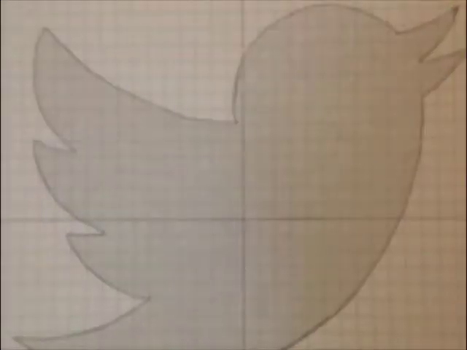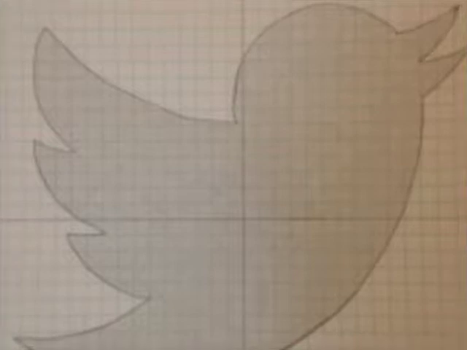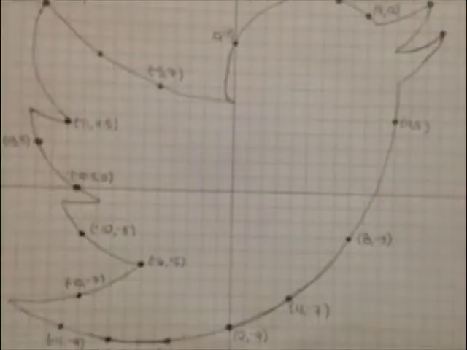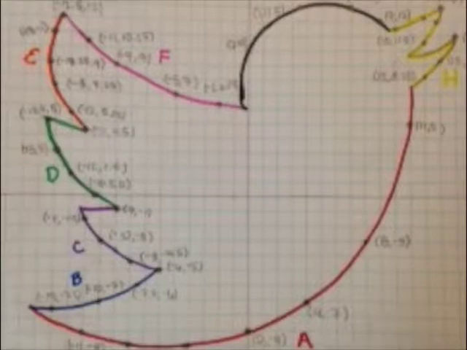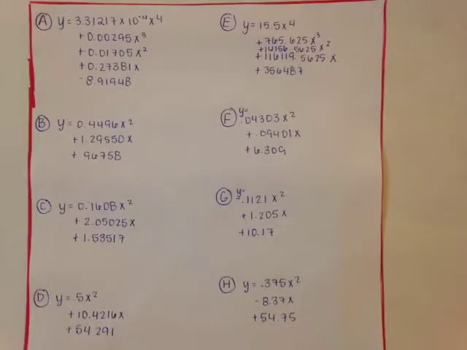First, I divided the graphing paper into 4 even sections. Next, I traced the Twitter logo on the graph. Then I identified its appropriate points and used markers to color code each line. And finally, I calculated each line to see what type of function best fit.